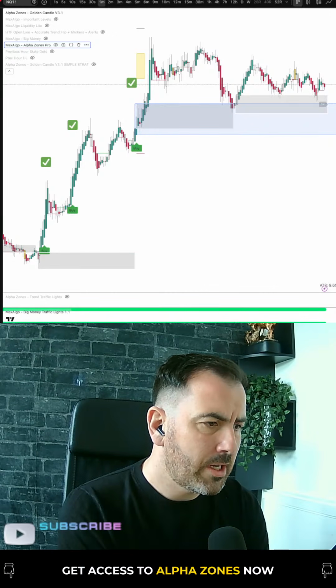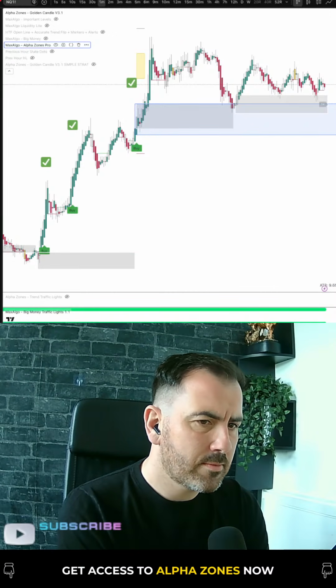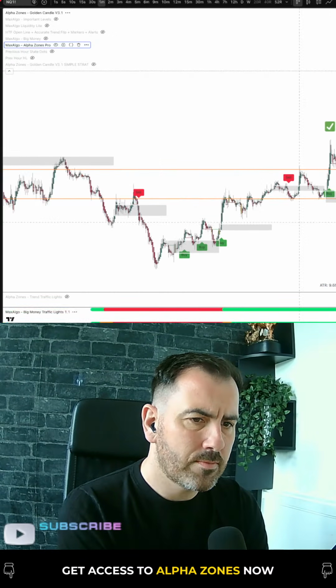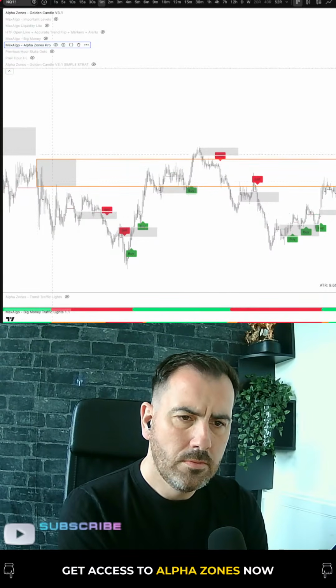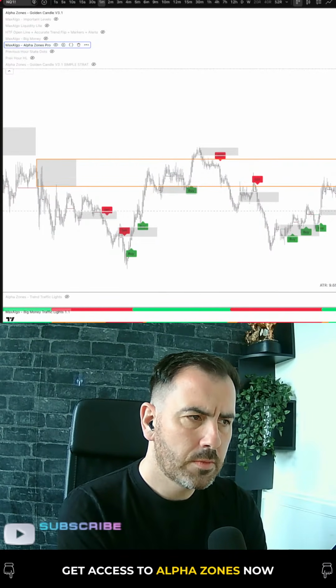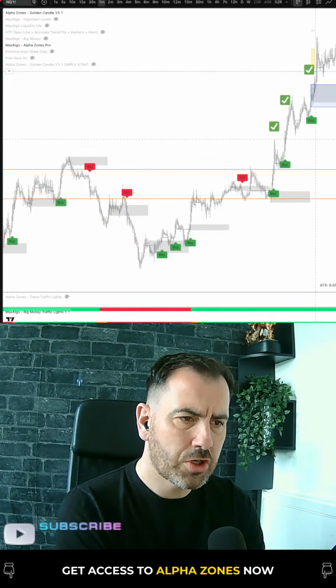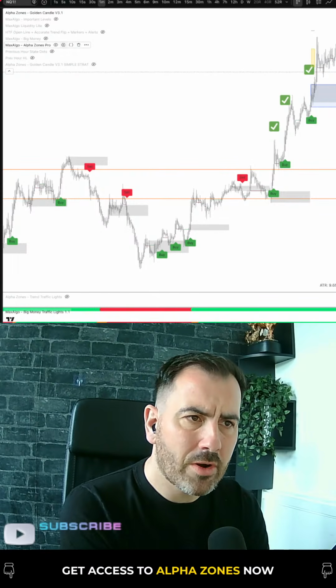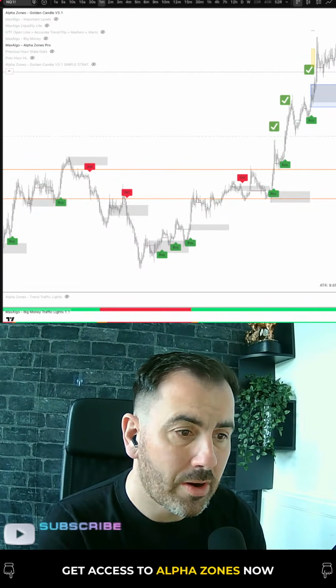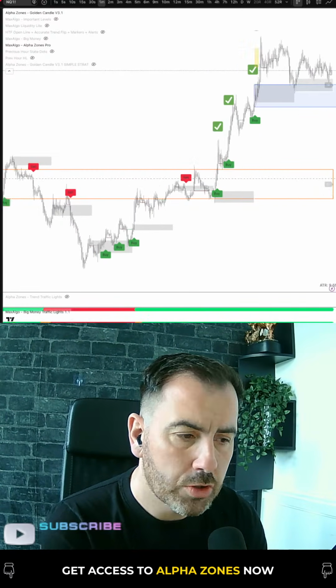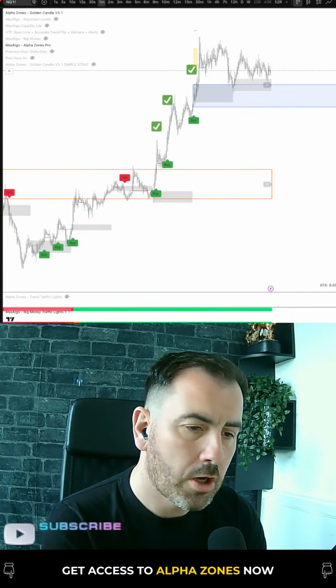Where are we on our daily? So our daily alpha zone opened here. So we're bullish on the daily, we're bullish on the Q, we're bullish on our 4 hour, we're bullish on our hourly, bullish on our traffic lights. Common theme here, isn't it?